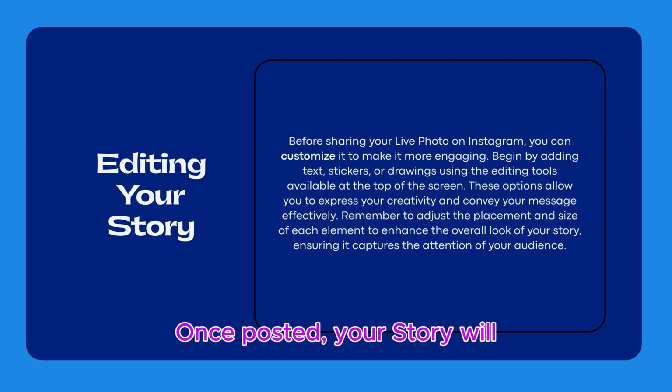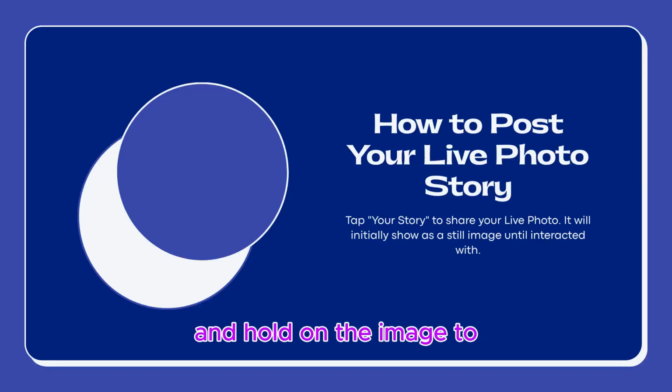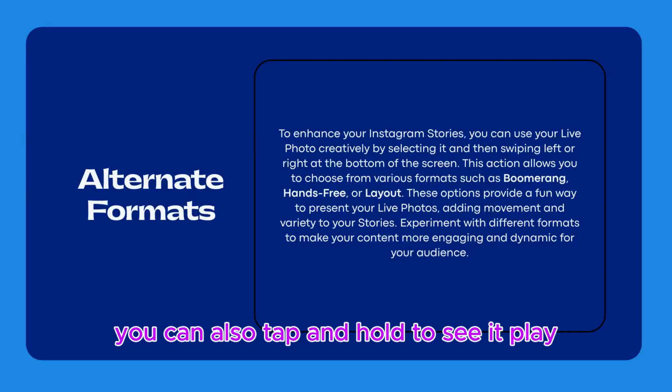Once posted, your story will initially appear as a still image. Viewers can press and hold on the image to activate the live photo's motion and sound. On your own story, you can also tap and hold to see it play.